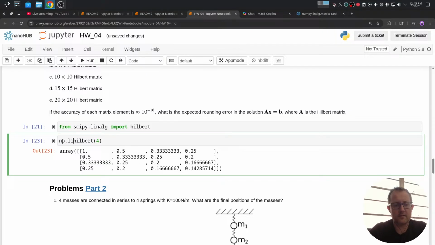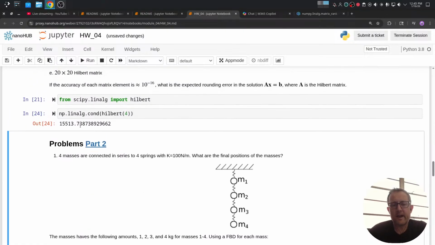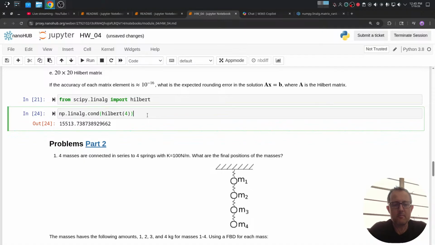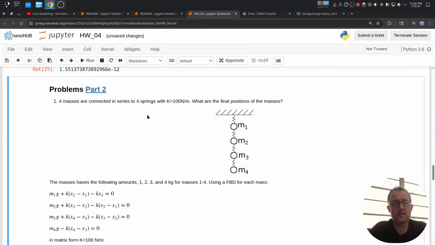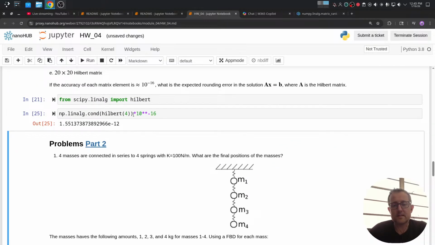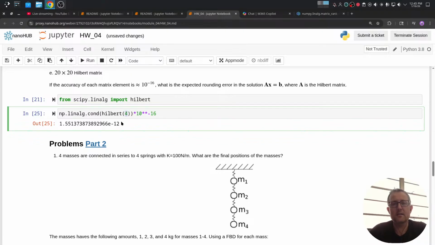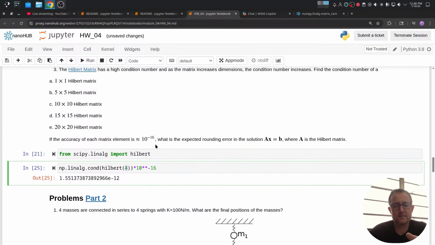Okay, so if I take this linalg.condition of that Hilbert matrix, I get some value: 1.5 times 10 to the 4. If I multiply that by my 10 to the negative 16, it's the same thing as saying 10 to the 4 minus 16. And that was kind of a neat trick that people had used. It's how accurate it is.